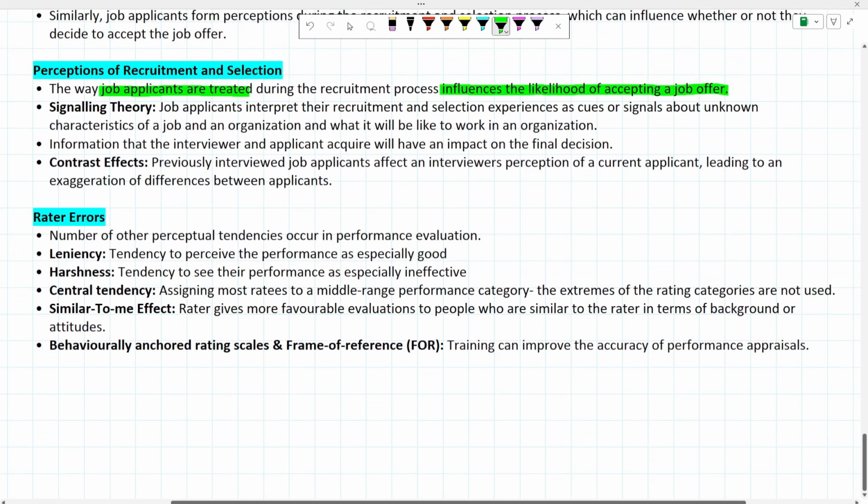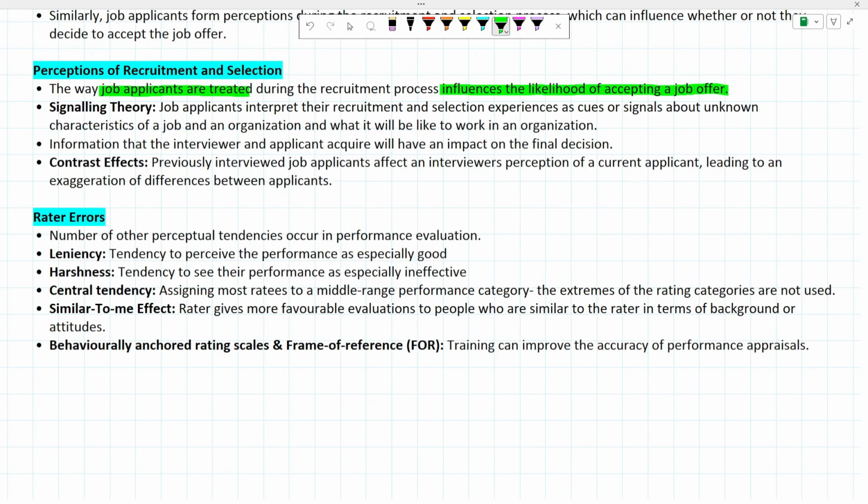So rater errors. A number of perceptual tendencies occur in performance evaluation. Leniency is the tendency to perceive the performance as especially good. Harshness is the tendency to see the performance as especially ineffective. Central tendency is assigning most ratees to a middle range performance category. The extremes of the rating categories are not used.